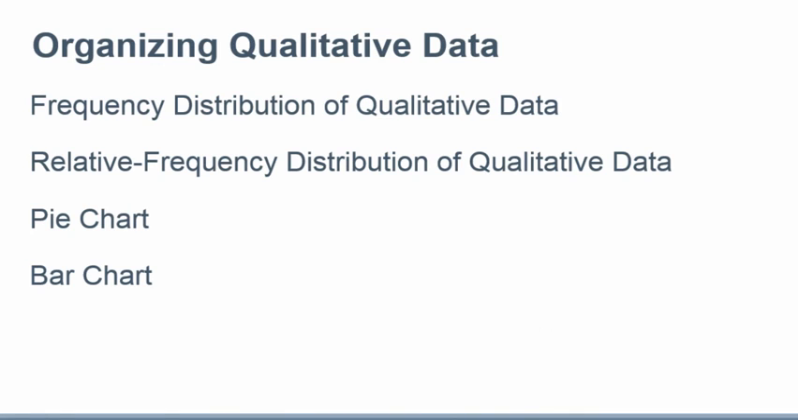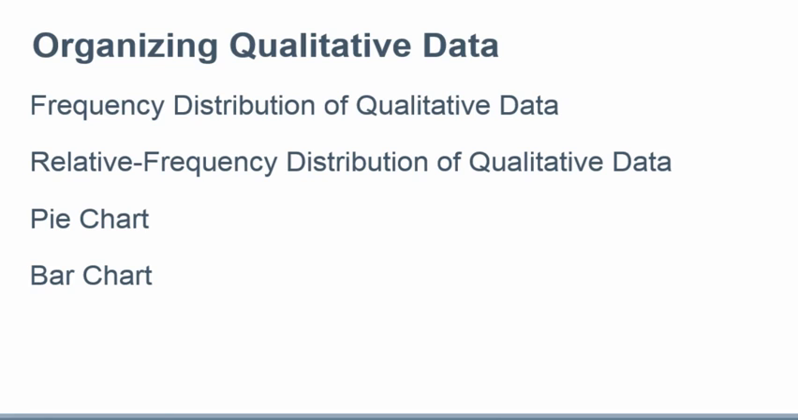To recap the section, organizing qualitative data. Frequency distributions of qualitative data. It is a way to organize your data into a table so that it's easier to draw conclusions about your data. Relative frequency distribution of qualitative data. In a relative frequency distribution, you divide each frequency by the total frequency, getting a decimal that is easily converted to a percentage.